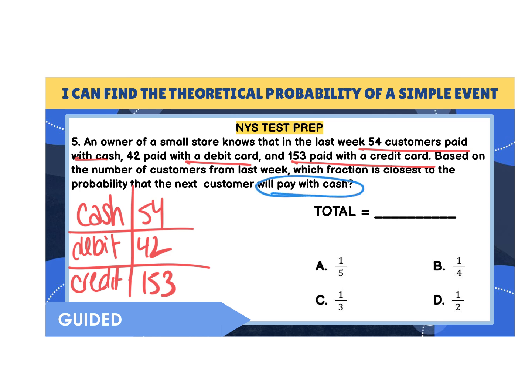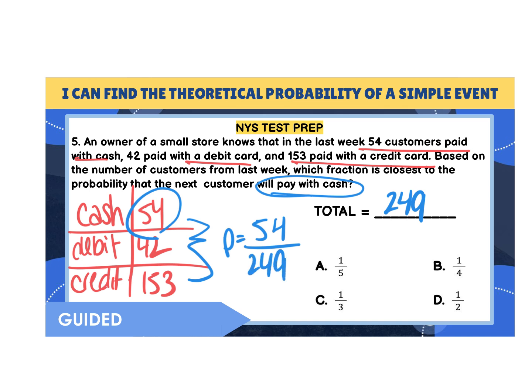Well, cash is 54, debit is 42, credit is 153. Got to add them all up together. So 54 plus 42 plus 153 will give us 249 as our total. And then we want cash, 54. So the probability would equal 54 over 249. I'm going to change that to decimal form, which will give me 0.22. And now I'm going to check all my answers.